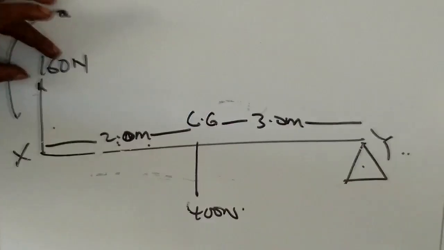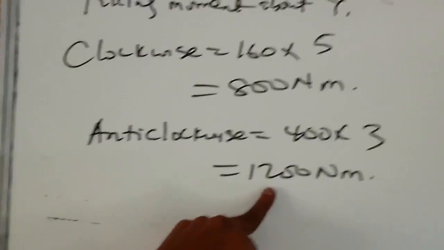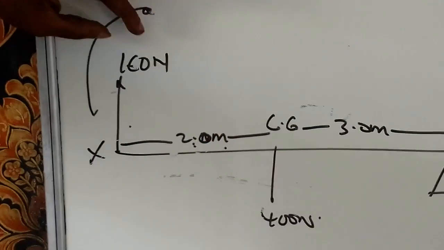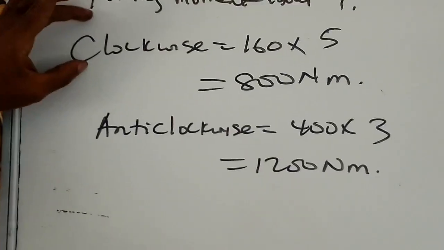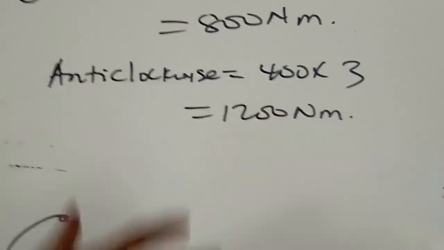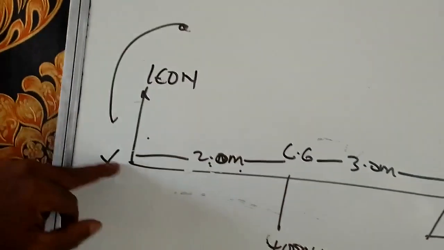So the reason why the end S cannot be lifted if the force is applied at the end S is because the anti-clockwise moment, that is the moment due to the weight of the object, is higher than the moment due to the force of 160 Newtons. Had it been that the moment due to the force of 160 Newtons is higher, the object would have gone up from the ground. But since the moment exerted by the force P of 160 Newtons is less than the moment exerted by the weight of the object, the object will remain on the ground even though the force is applied at the end S.